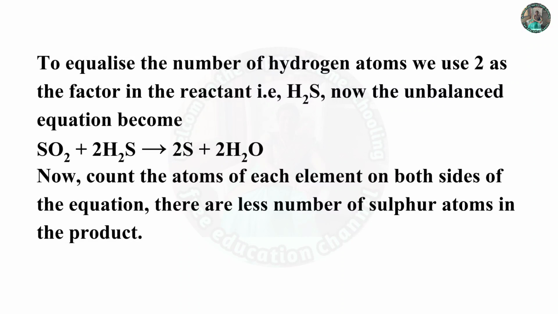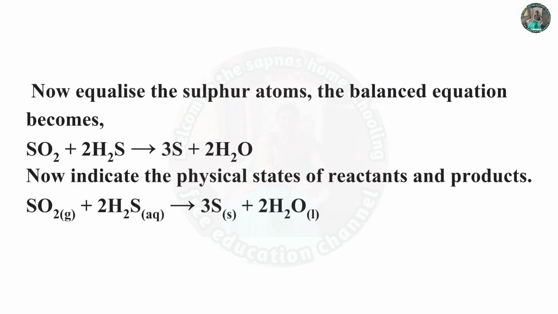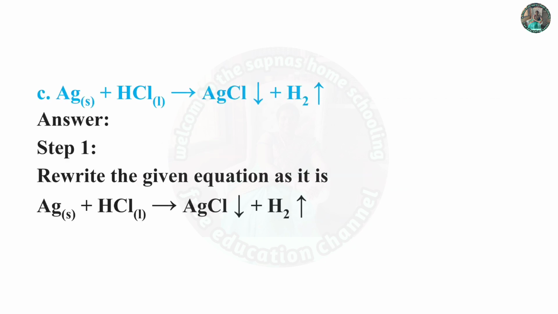Now count the atoms of each element on both sides of the equation. There are less number of sulfur atoms in the product. Now equalize the sulfur atoms. The balanced equation becomes SO2 plus 2H2S is equal to 3S plus 2H2O. Now indicate the physical states of reactants and products.